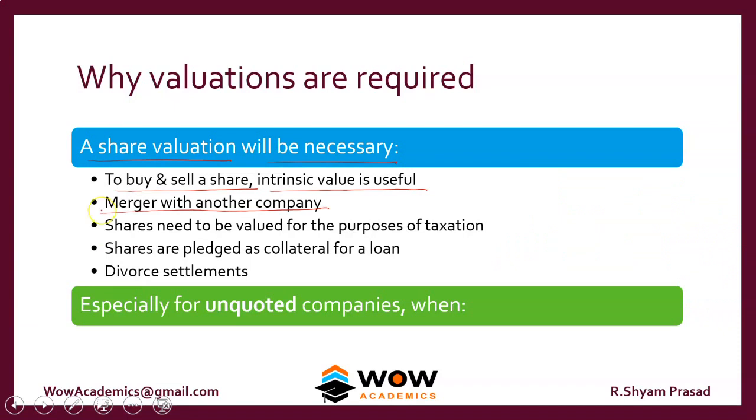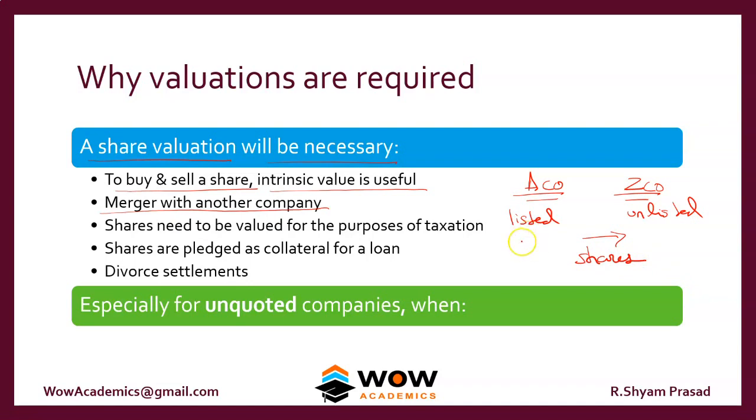So the next one is merger with another company. Here we assume that you are running a company called ACO, and you want to buy another company called ZCO. ACO, your company, is a listed company, and ZCO is an unlisted company. So you try to buy ZCO using your shares.